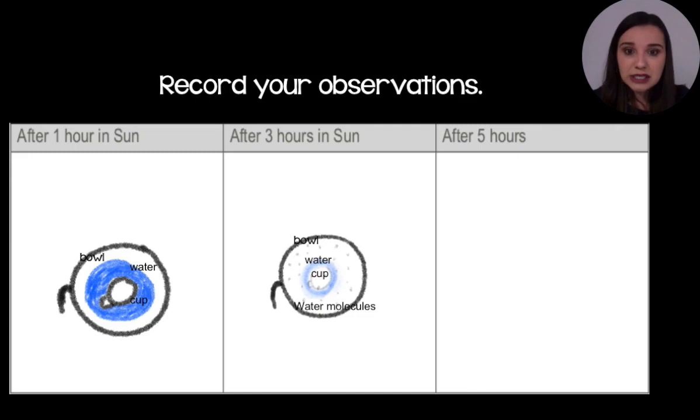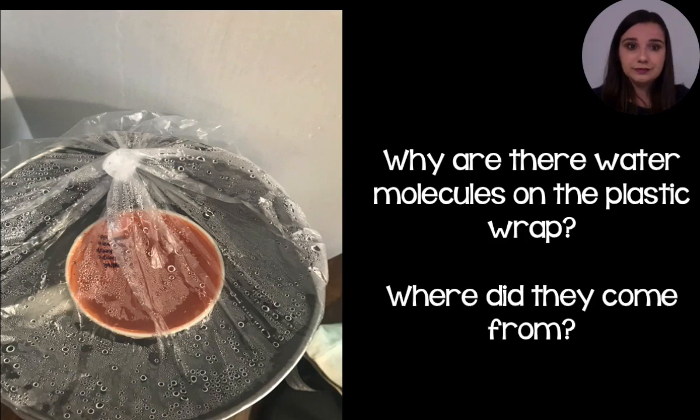After 3 hours in the sun, I started noticing that some water molecules were forming on the bottom of the saran wrap, that plastic wrap. You can also notice that I put labels on my drawings. That's very important because sometimes people may not know exactly what you drew. I know that if I were to look at my drawing, I may not know what someone was trying to tell me. So it's very important to label your drawings.